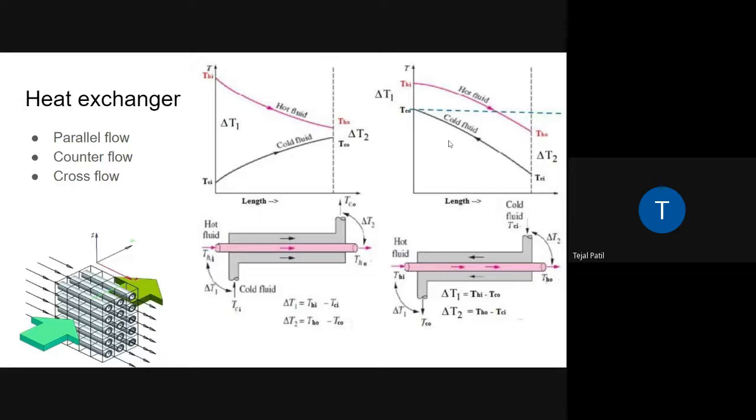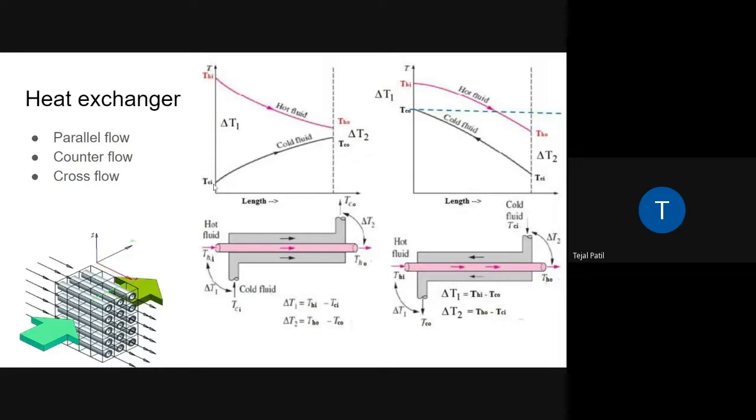While in the counter flow, you will find that delta T is almost remaining the same. That means when you increase the length, you will still get a good amount of change in the temperatures. So that's why this is suggested. Basically, counter flow is suggested to reduce the size. For this, you will get a much shorter length than what would be required otherwise.